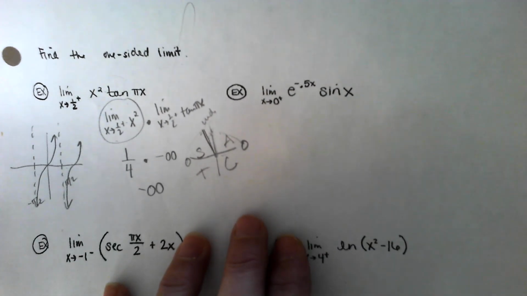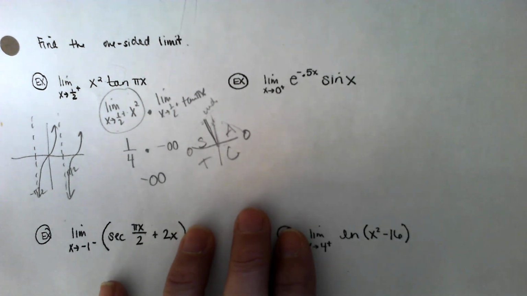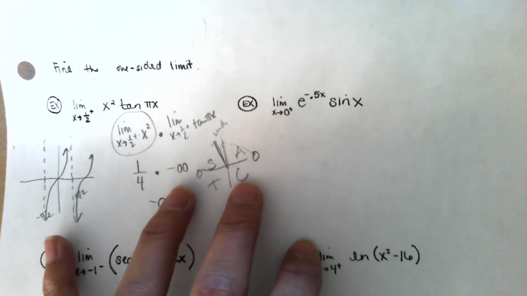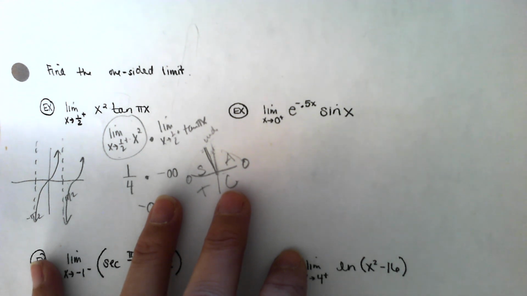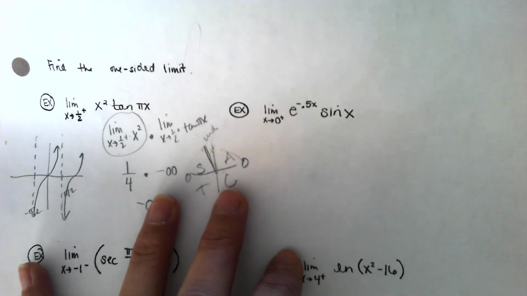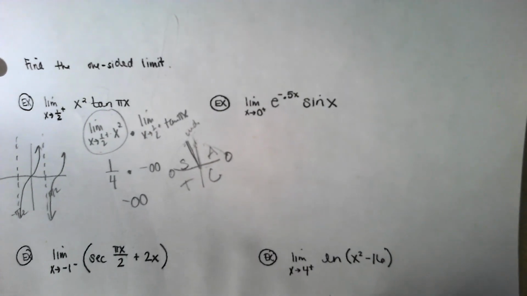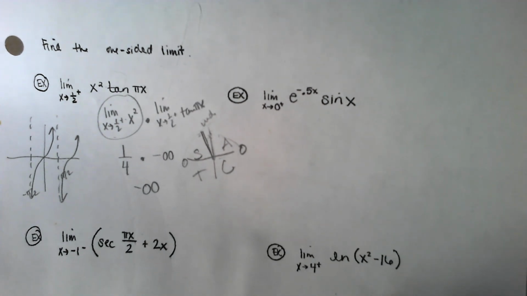Second example. What did you have? 0. Reason? There's no asymptotes. Why do you know there are no asymptotes? I don't doubt her, I just want her to explain it. Well, on the side graph, there's no asymptote.